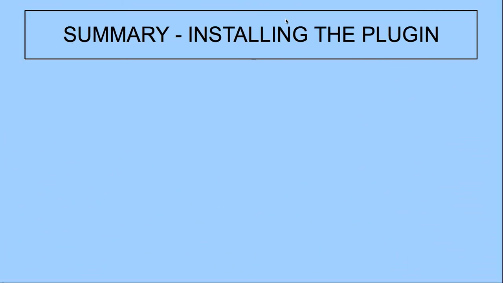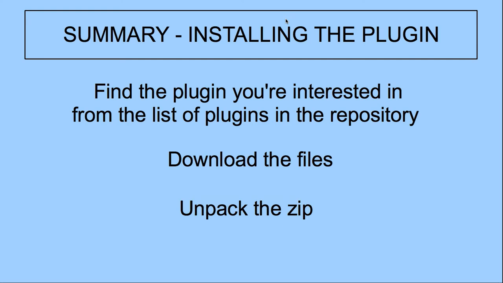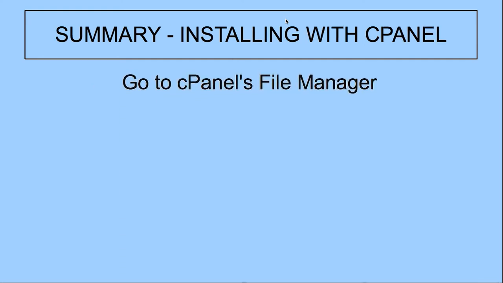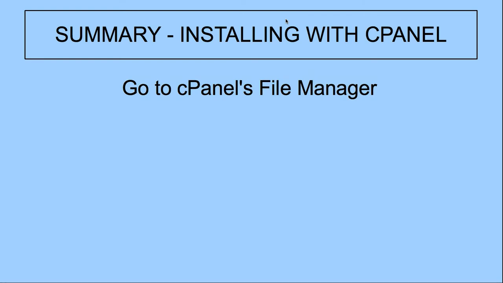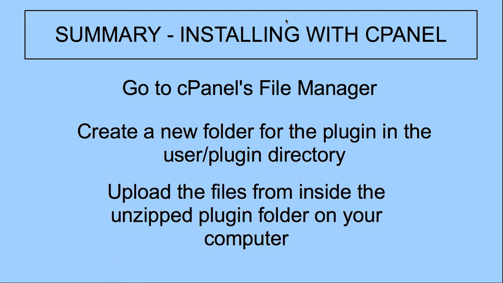In summary, to install the plugin, find the plugin you're interested in from the list of plugins in the repository, download the files, then unpack the zip. To install with cPanel, go to cPanel's File Manager, create a new folder for the plugin in the User Plugin directory, upload the files from inside the unzipped plugin folder on your computer. Just the files, not the folder.